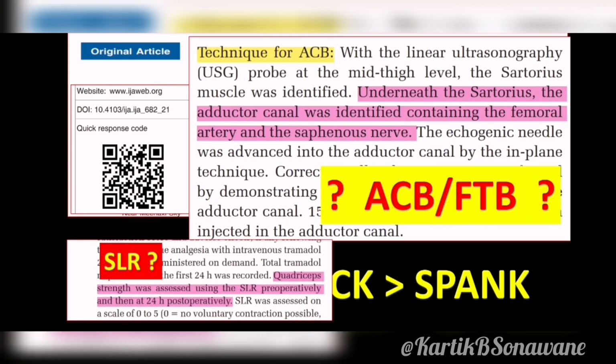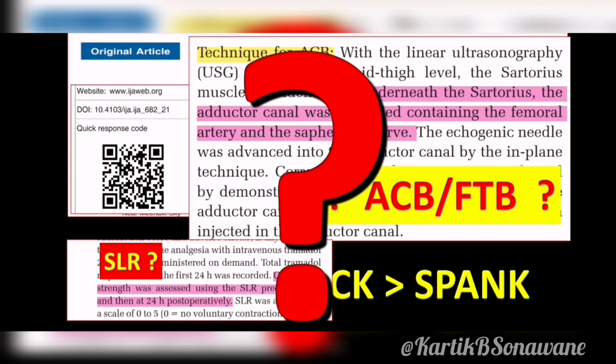Also, if you read, they have used the straight leg raise test to measure the quadriceps strength. SLR mainly tests the hip flexor, not the knee extensor. If you want to check the quadriceps strength, knee extension is the better parameter. So techniques and measuring parameters in such studies always make a big question mark about their scientific design.